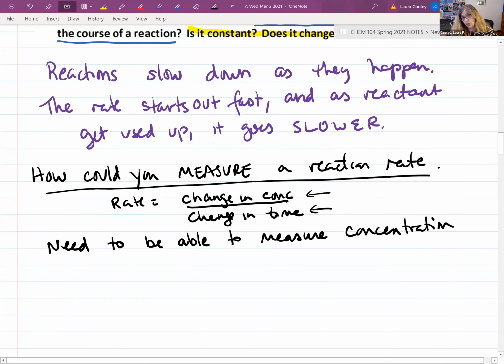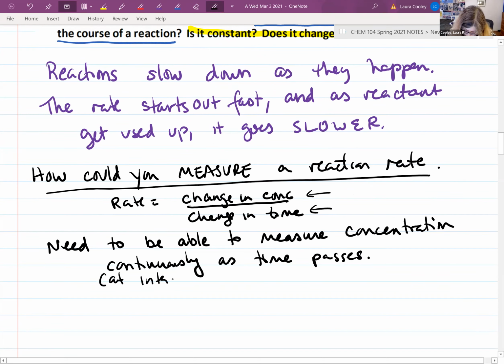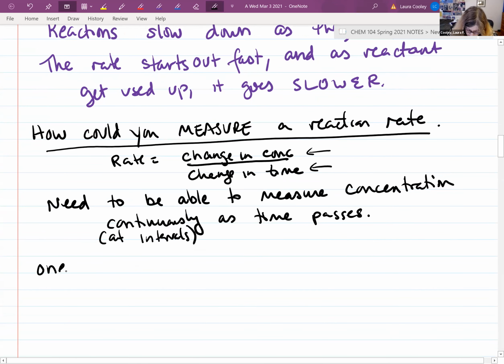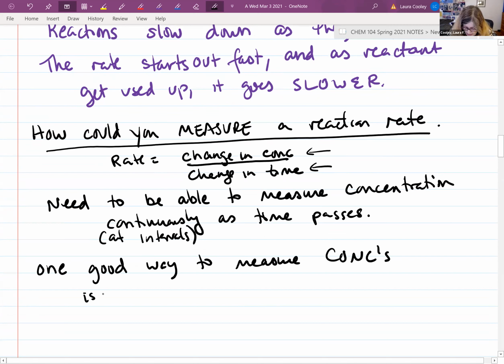And I need to be able to do it as time passes. Well, not maybe continuously, but at intervals. So one really good way to measure concentration of reactants is if they happen to absorb light.